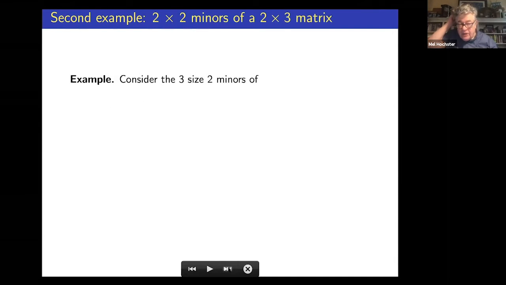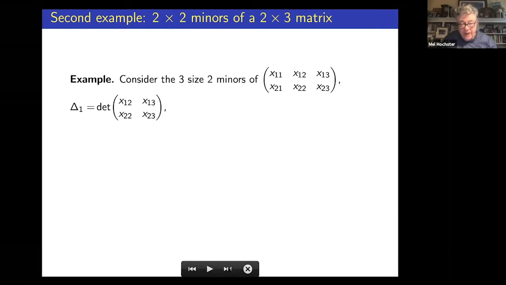Another example, you can consider the size 2 minors of this matrix. We're working in the polynomial ring in 6 variables. The variables are the entries of the matrix. And I'm going to call the 3 2 by 2 minors delta 1, delta 2, and delta 3. And there they are. And it turns out they have two relations.